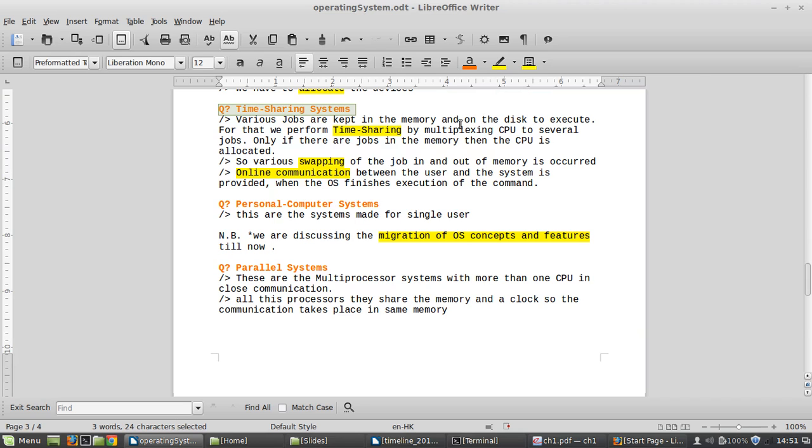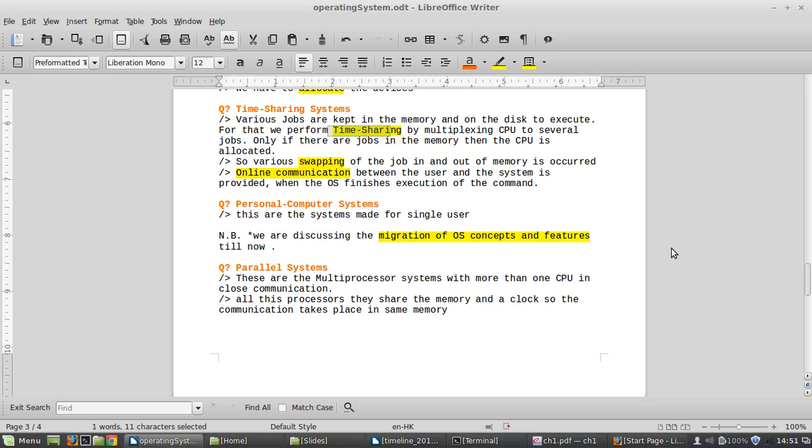Similar to a multiprogramming system, various jobs are kept in the memory. So we perform time sharing by multiplexing the CPU to several jobs. The basic principle for time sharing systems is that the CPU is multiplexed to several jobs. All the jobs are stored in the memory, and the CPU is multiplexed, each time for a specific time, like 1 second. So after each second the multiplexing shifts, and the CPU is shifted to another job.